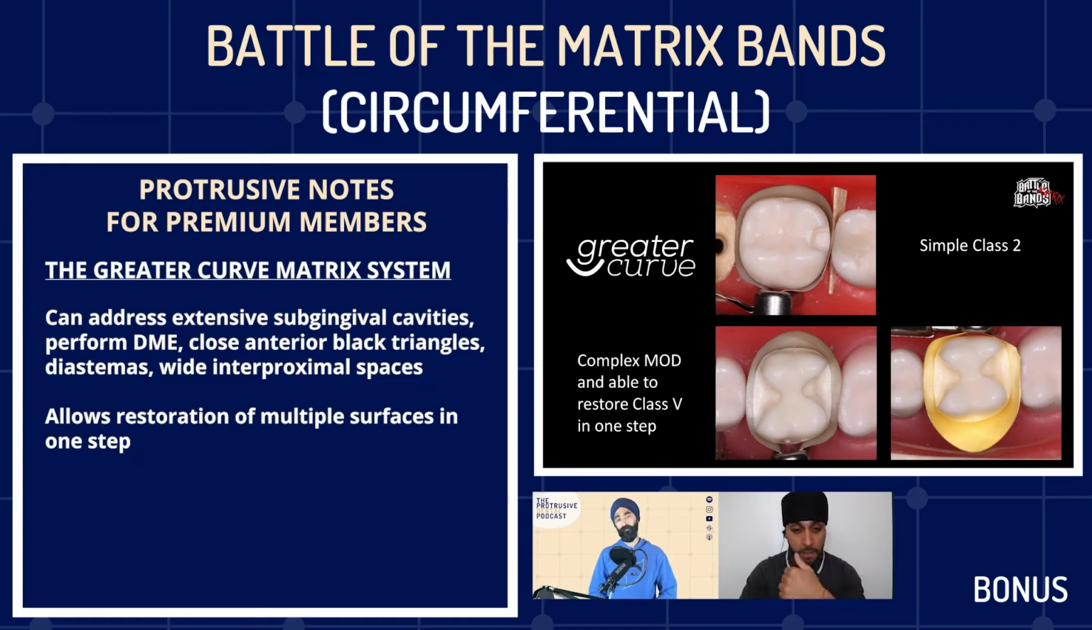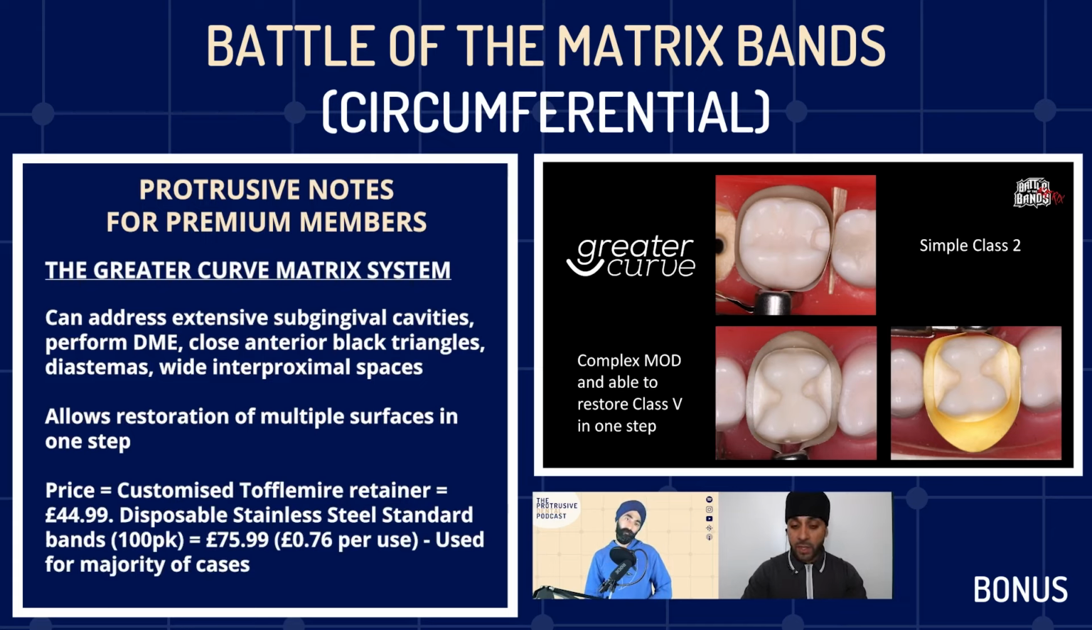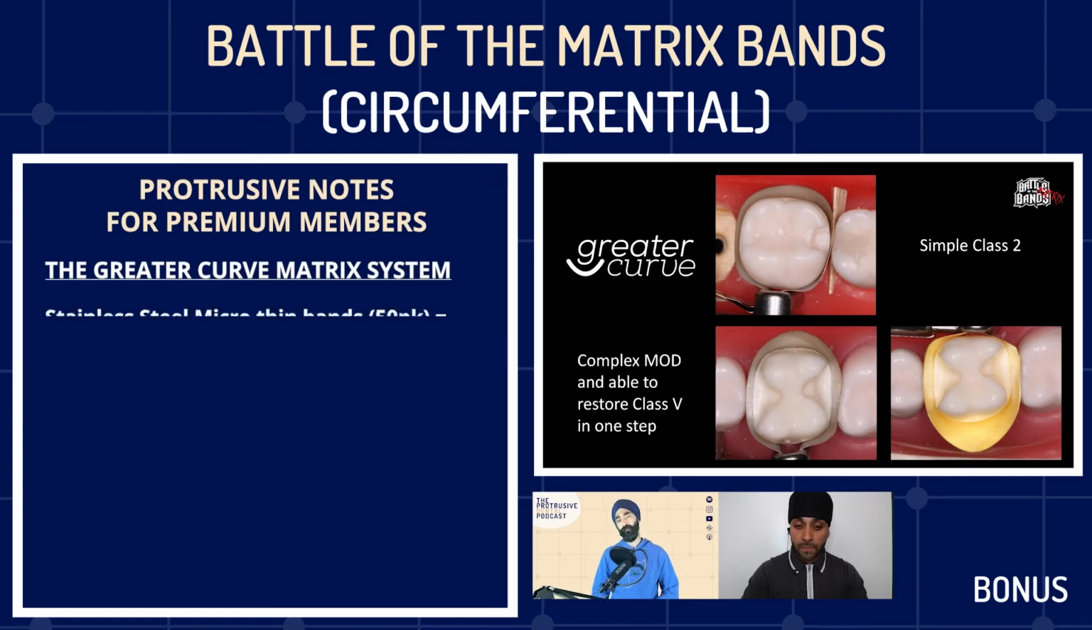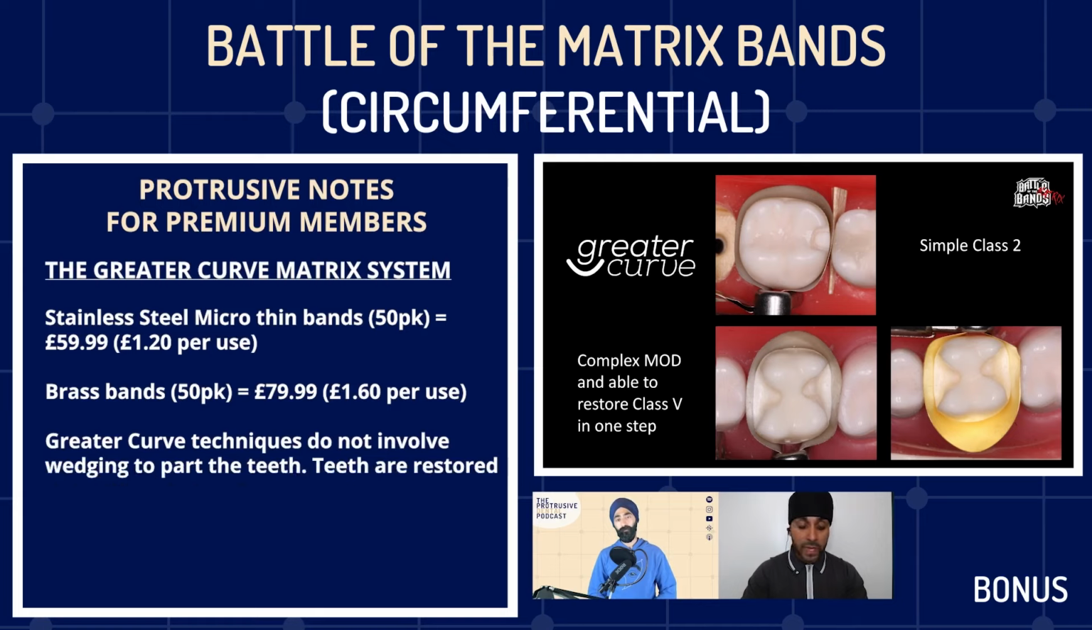In terms of the price, the stainless steel standard band, which is the workhorse and is going to be used for the majority of your situations, is $75.99 for 100. That comes in at 76p per use. The microthin range, which we'll go into later, comes in at £1.20, and the special brass range comes in at £1.60. But like I said, the majority of the time you'll just use a stainless steel standard band, which is 76p. We don't need to use anything more than a wooden wedge with it, and we don't use the wedge to apply force and separate the teeth. We restore teeth in a neutral position.